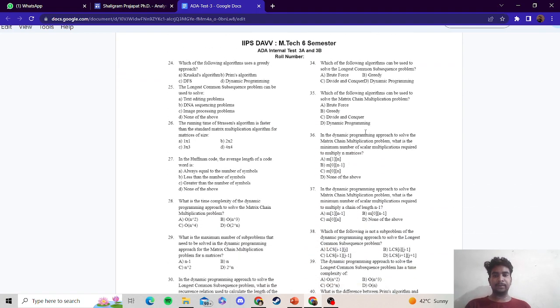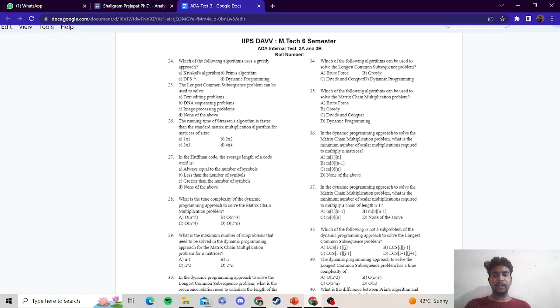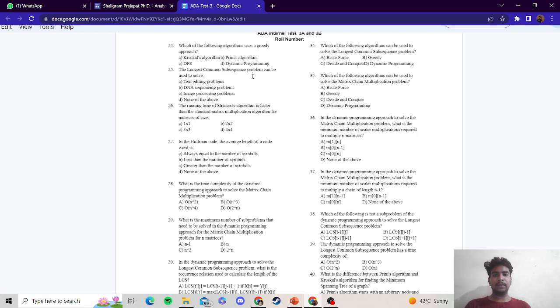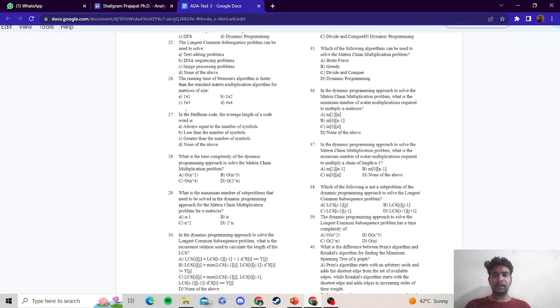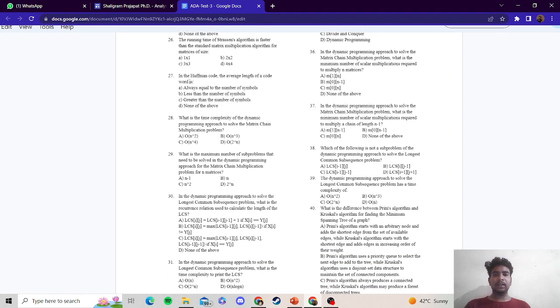Question number 24. Which of the following algorithms use a greedy approach? So Kruskal's algorithm uses the greedy approach. The longest common subsequence problem can be used to solve DNA sequencing problems. Question number 26. The running time of Strassen's algorithm is faster than the standard matrix multiplication algorithm for matrices of size 4x4. In the Huffman code, the average length of the code word is less than the number of symbols.